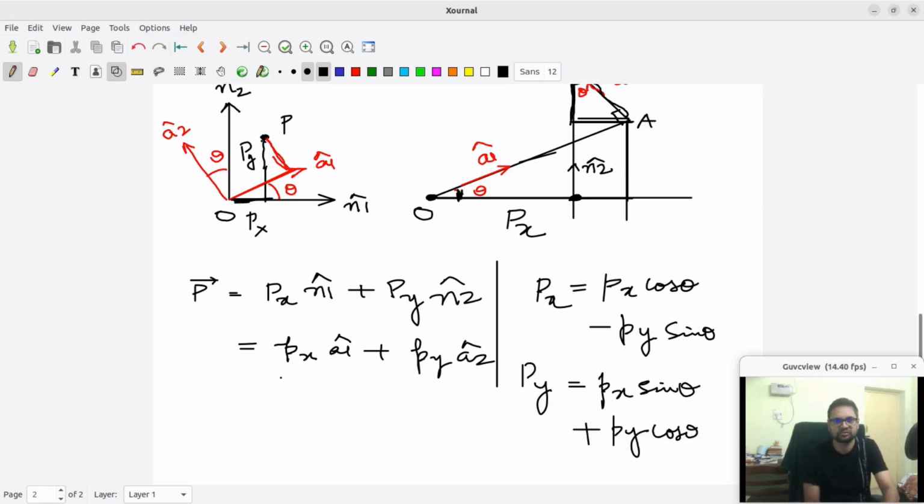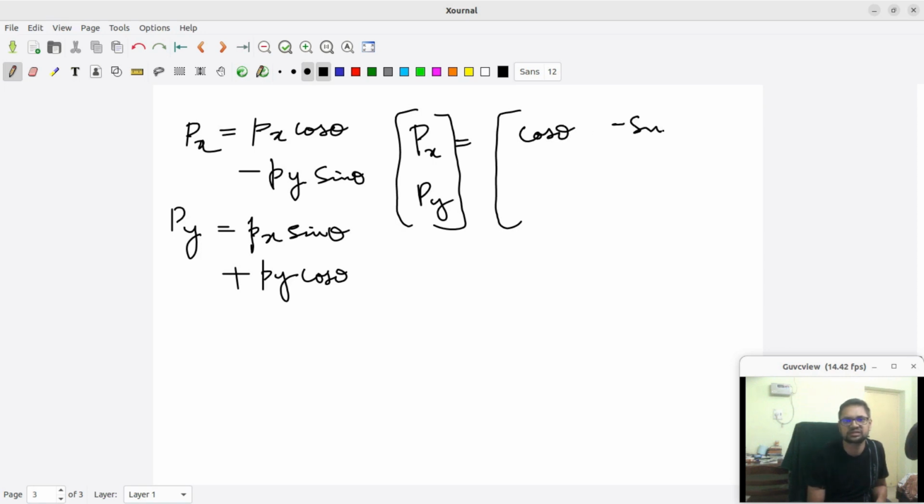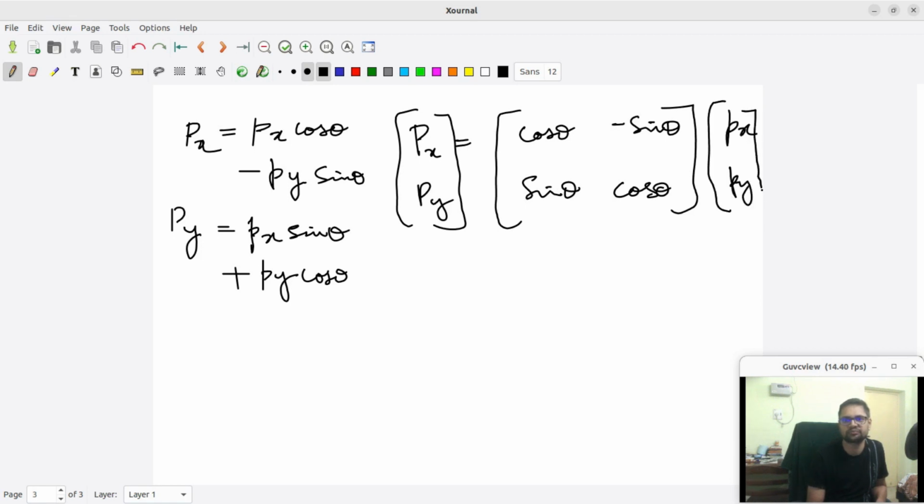So when we write this in matrix form, capital Px, capital Py is equal to cos theta, minus sine theta, sine theta, cos theta, times small px, small py. Now this is the vector p expressed in the n1, n2, n3 coordinate system. This is the vector p expressed in the a1, a2, a3 coordinate system. So this is a transformation matrix.